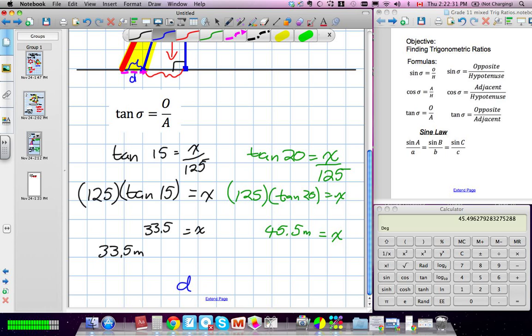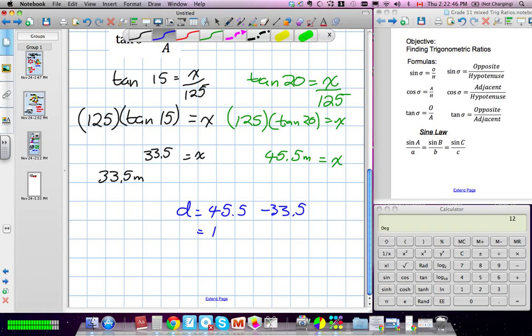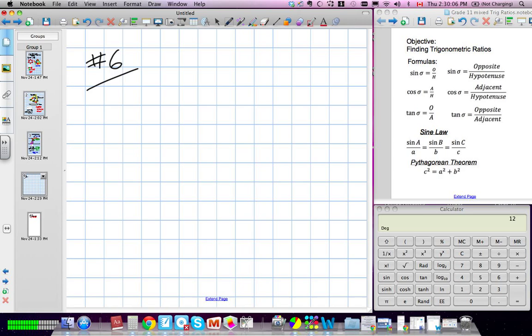But the real question is asking us for this distance here. So the distance of D will be 45.5, subtract 33.5, which is 12. So the distance of this beam is 12 meters in length.